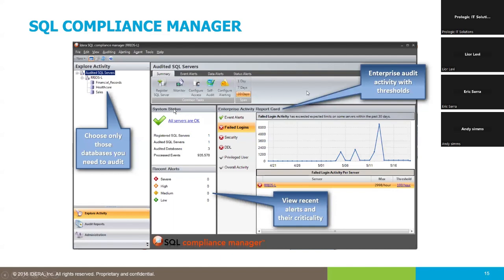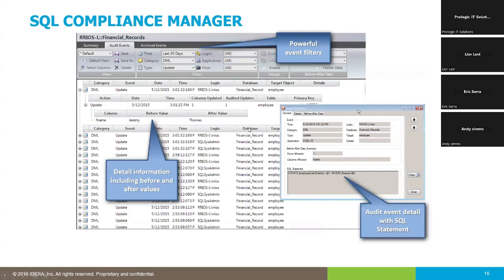This is a screenshot of the main .NET client, where we can see Explore Activity with one SQL Server and some databases, 3 databases. All servers are okay. So we have the main recent alerts there: severe, high, medium, low. And what about the events? We are talking about events when we are talking about auditing a server. So event alerts, failed login, security, DDL change, and so on. This is an audit events filter that I'm going to show you during the live demo.